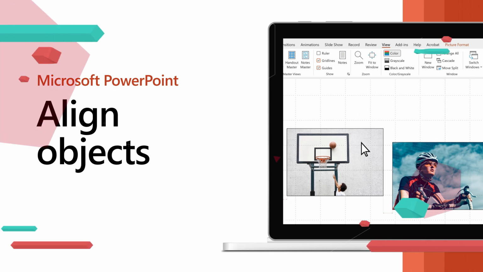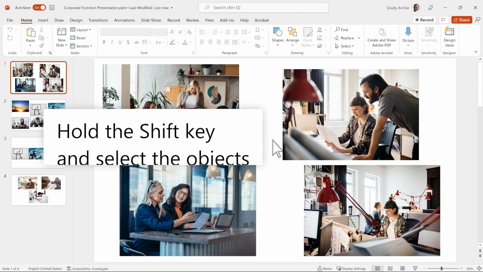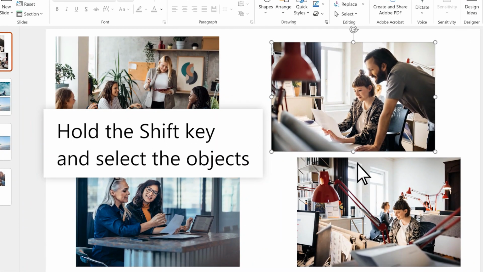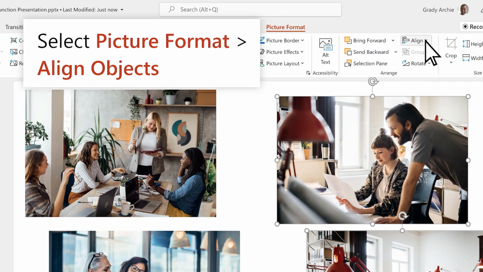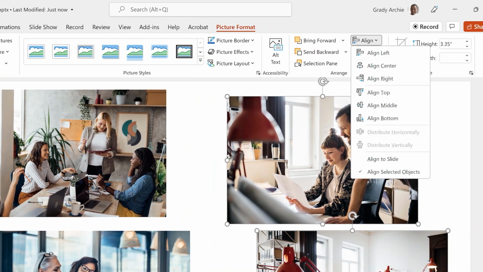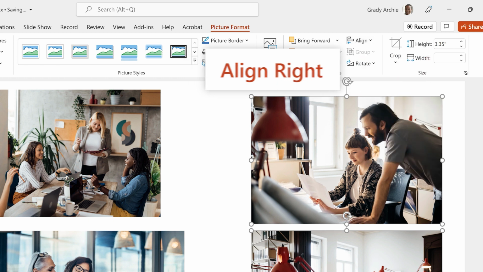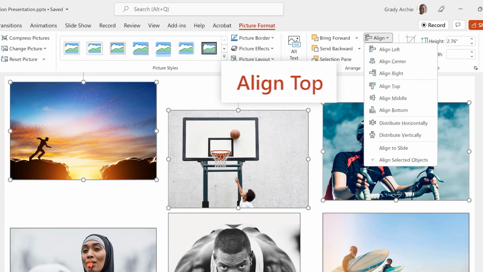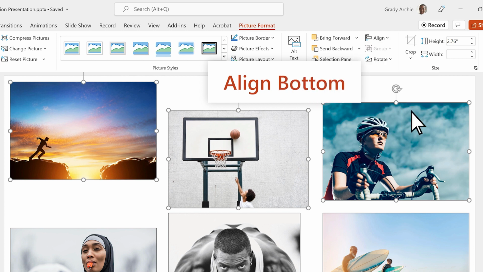When working with multiple objects, you can align them evenly. Hold the Shift key and select the objects you want to align. Select Picture Format, Align Objects to choose the alignment option fitting the look you are going for. You can align objects along their left edges, vertically through their centers, or along their right edges. You can also align objects along their top edges, horizontally through their middles, or along their bottom edges.